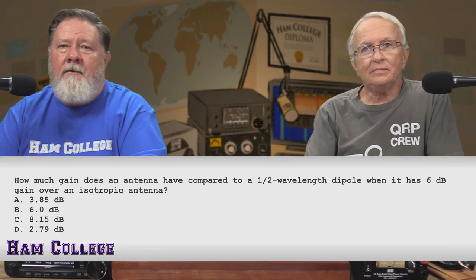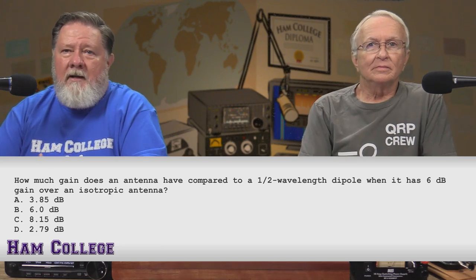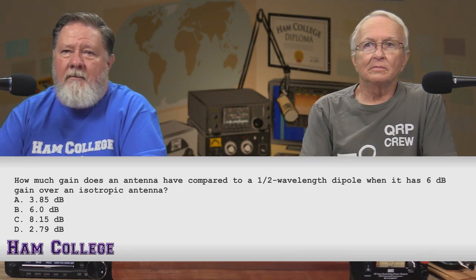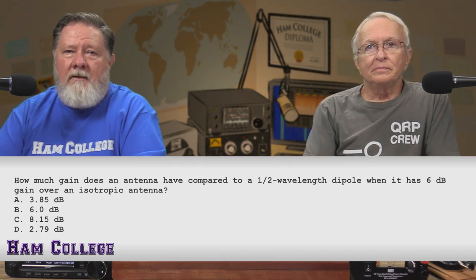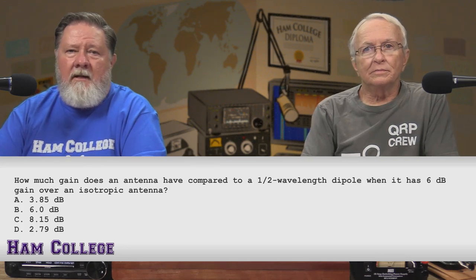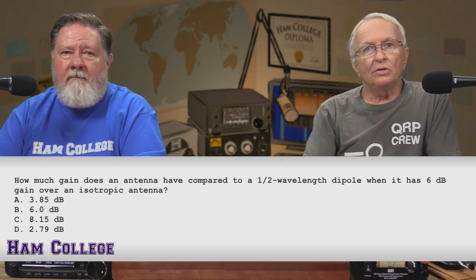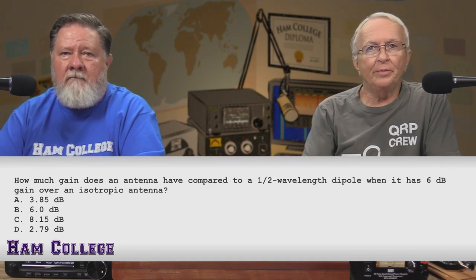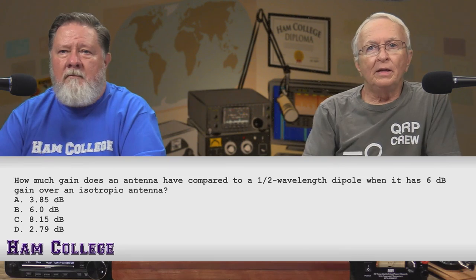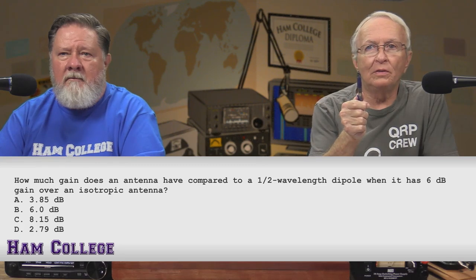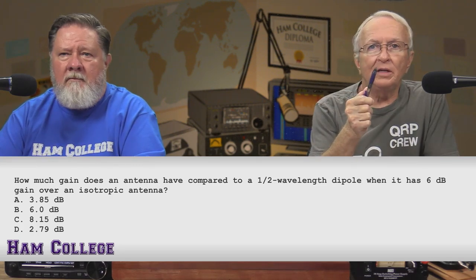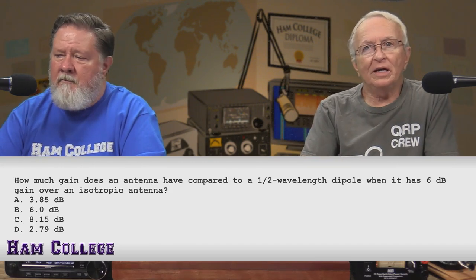Okay, good. How much gain does an antenna have compared to a half wavelength dipole when it has 6 dB gain over an isotropic antenna? A, 3.85 dB. B, 6 dB. C, 8.15 dB. Or D, 2.79 dB. How much gain does an antenna have compared to a half-wave dipole when it has 6 dB gain over an isotropic antenna?